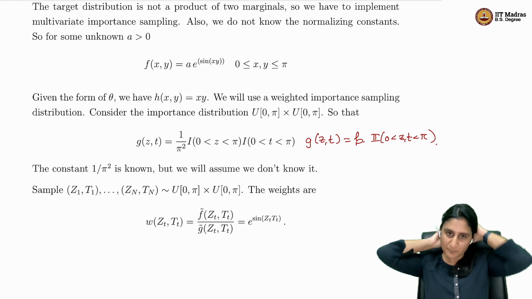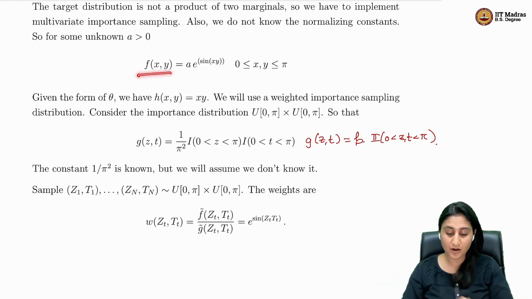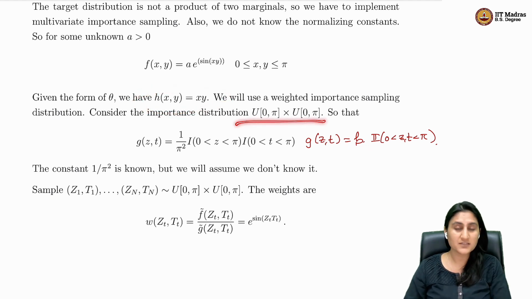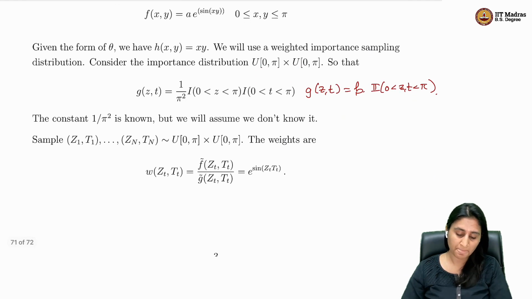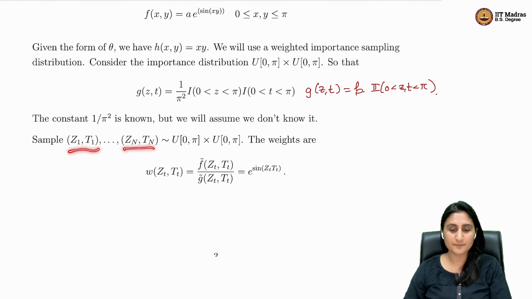We have everything set up. We have our f of x. We have our unknown a. We have g, our proposal density. We have our unknown b. And we also have the h of x function. So now what we need to do is propose values uniformly from this, which we've already learned how to do. So we get the tuples z1 t1 up to zn tn from uniform 0 to pi cross uniform 0 to pi.